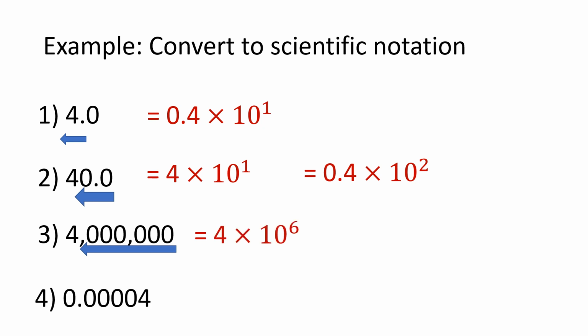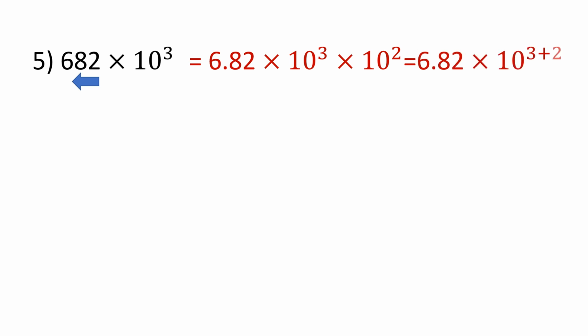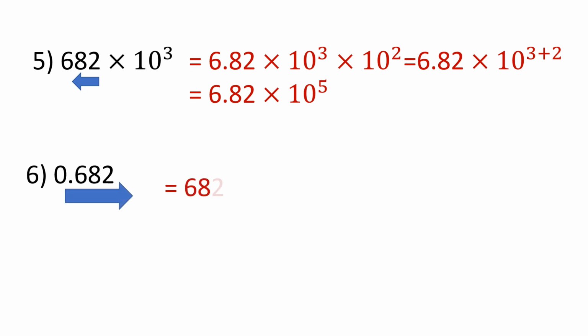Number 4. As a decimal number, we shift the decimal point from left to right. By doing this, we get 4 times 10 raised to minus 5. Number 5. 682 times 10 raised to 3. Moving 2 steps backward, we get 6.82 times 10 raised to 2 times 10 raised to 3. Following the law of indices, we add up the powers to get 6.82 times 10 raised to the power 5. Number 6. 0.682. Moving 3 steps forward, we get 682 times 10 raised to the power minus 3.